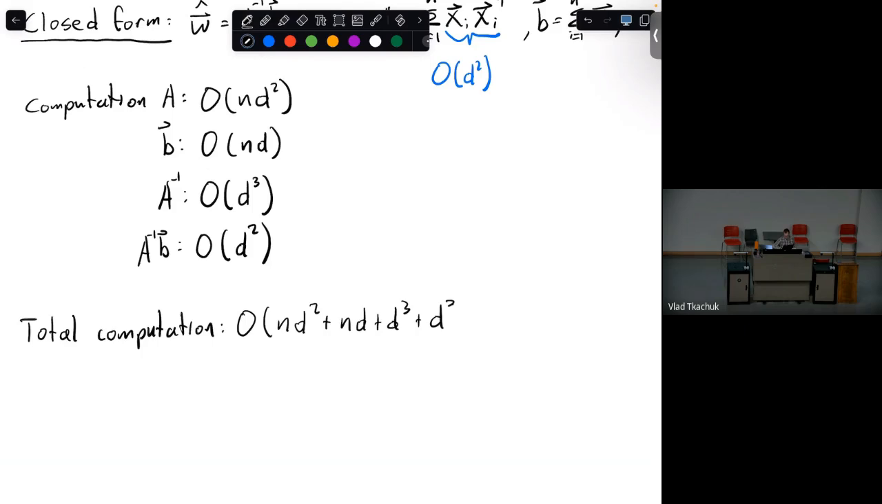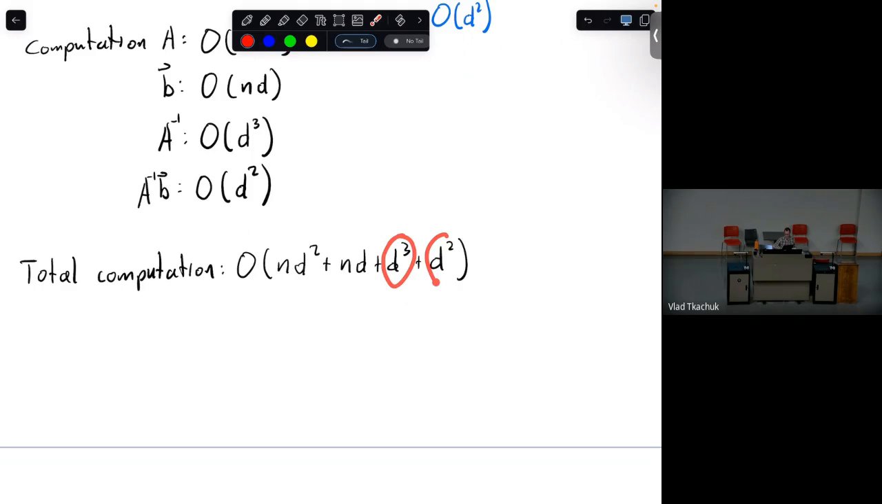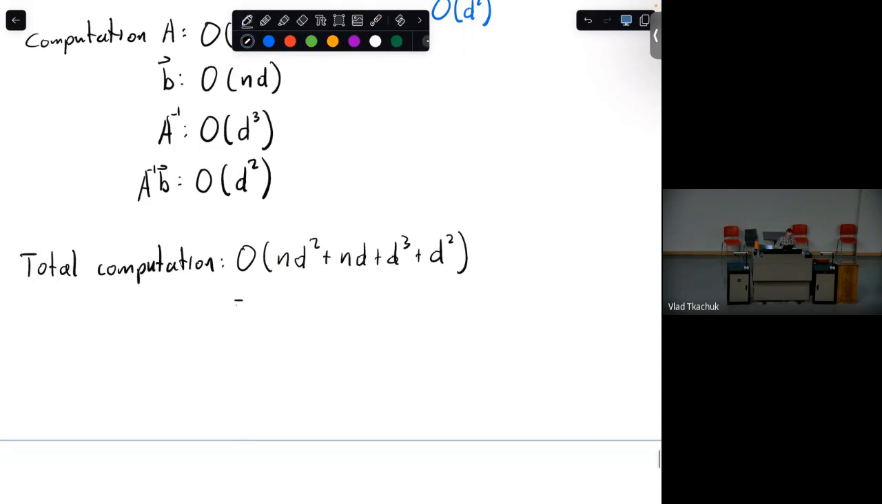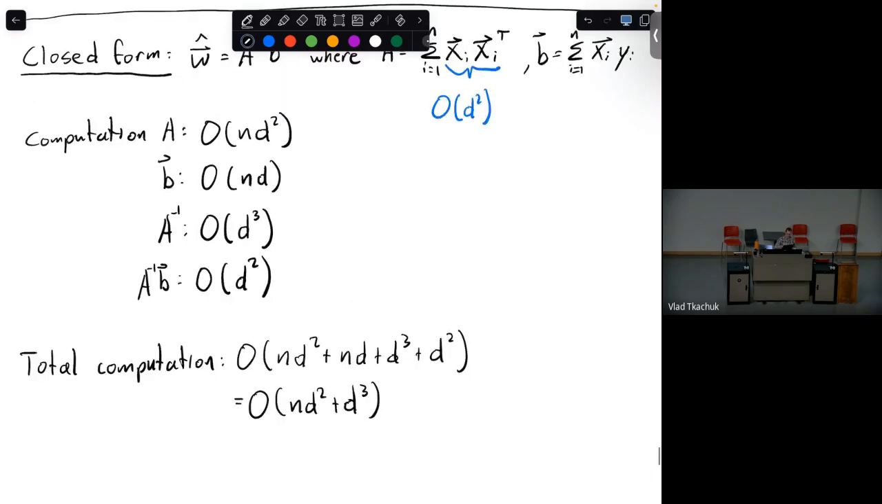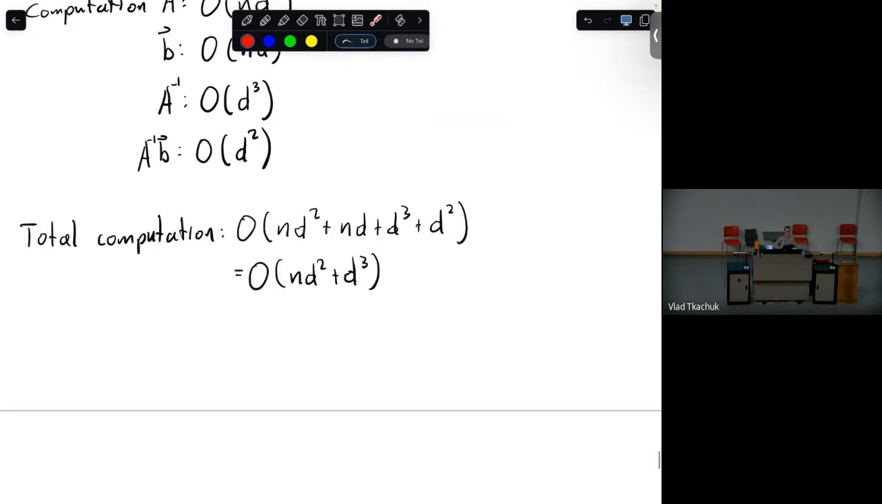By the nature of big O, you'll notice that this d cubed actually dominates d squared, so you can forget about it. And similarly, here, n d squared dominates n d. So this is actually just equal to big O of n d squared plus d cubed. Okay. That's the computation of this closed form thing. It's really dominated by having to compute A, which takes that much time, and then having to compute A inverse, which takes this much time.